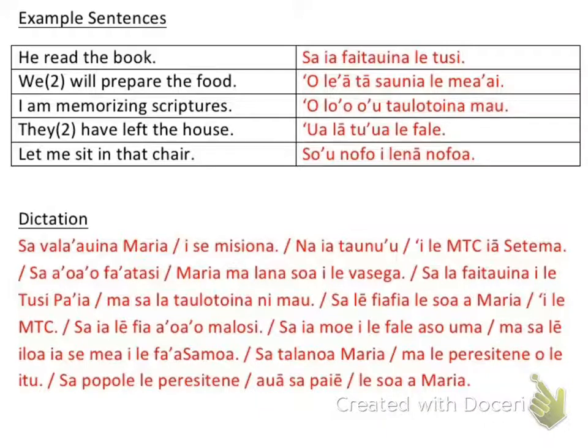He read the book. Okay? So if I said he read the book and I wanted to use the descriptive format, I would say sa ia faitauina le tusi. Alright, that is how I would say that.